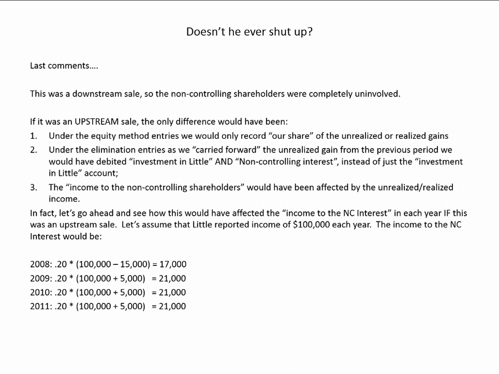And again, this is essentially a timing issue. We're shifting the recognition. We're taking that $15,000 away from the 2008 income and then giving it back at $5,000 per year over the following 3 years.